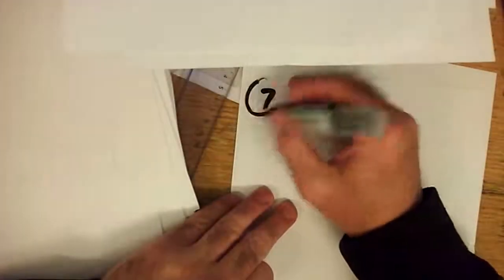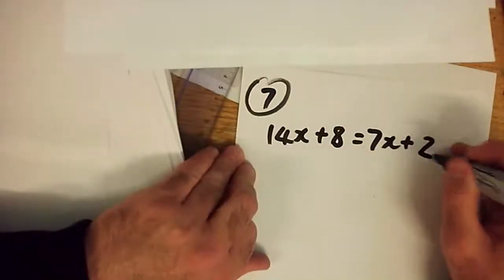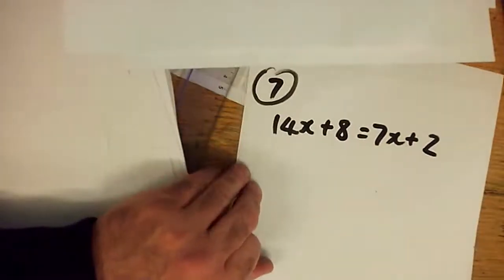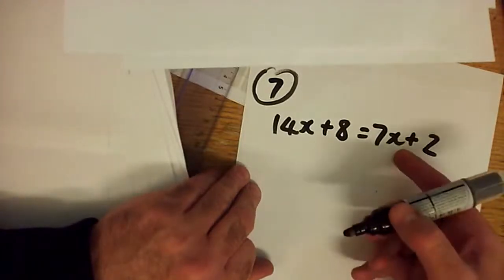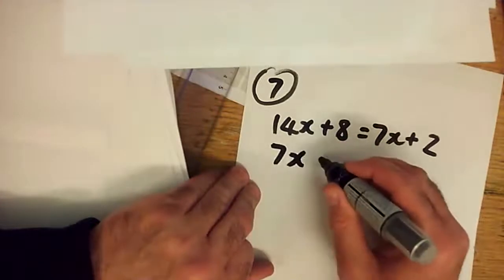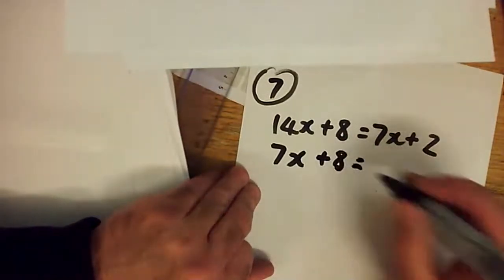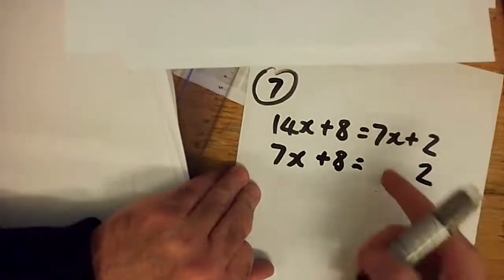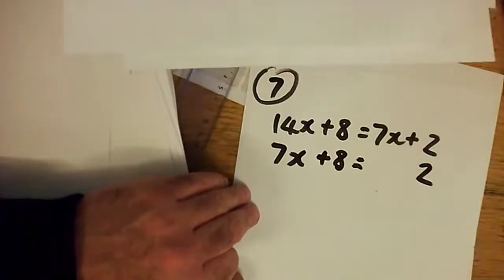Question 7, with x on both sides, 14x plus 8 equals 7x plus 2. I'm going to take away as much x as I can from each side. So the most x I can take away is 7x. So taking away 7x from both sides, I get 7x still plus 8 is equal to 2 because the 7x has disappeared. So 7x plus 8 equals 2.